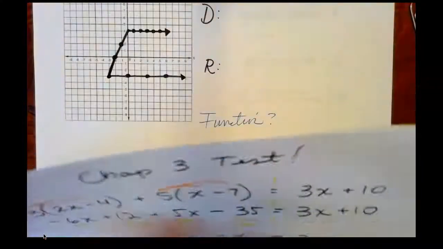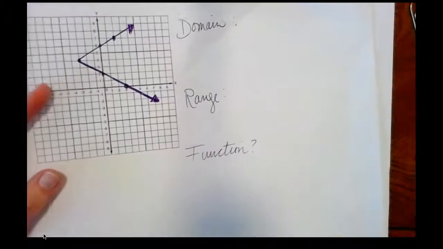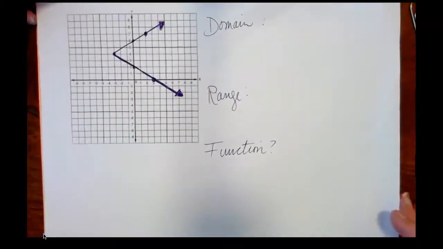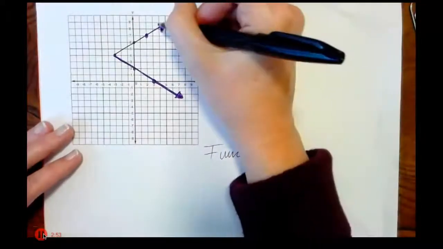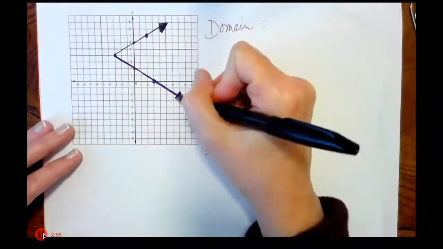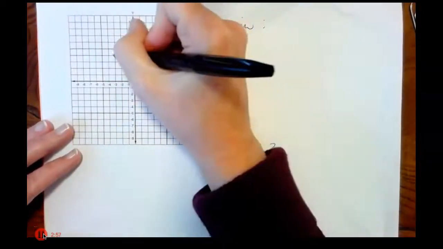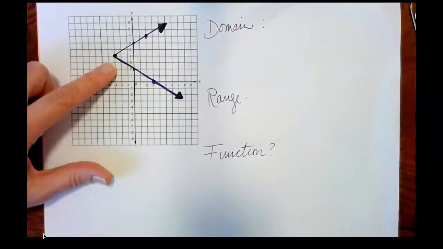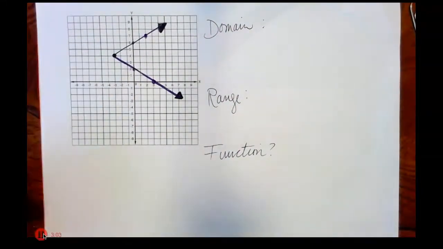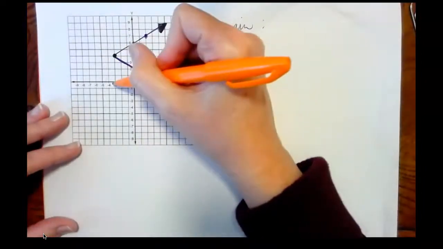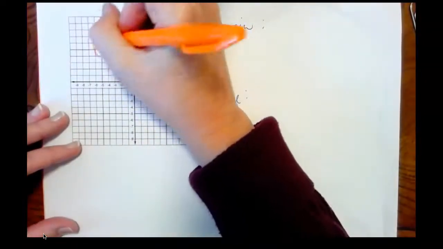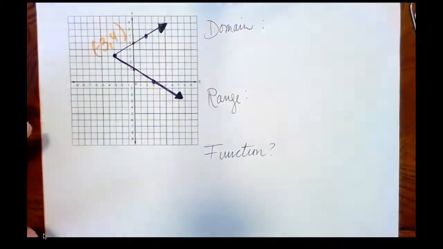Next, we've got some domain and range questions. And first thing I see here is we got some arrows on either end. But we have a defined beginning at that particular point. So what are the coordinates of that point? That is back 3, up 4. So the coordinates of that point are -3, 4.